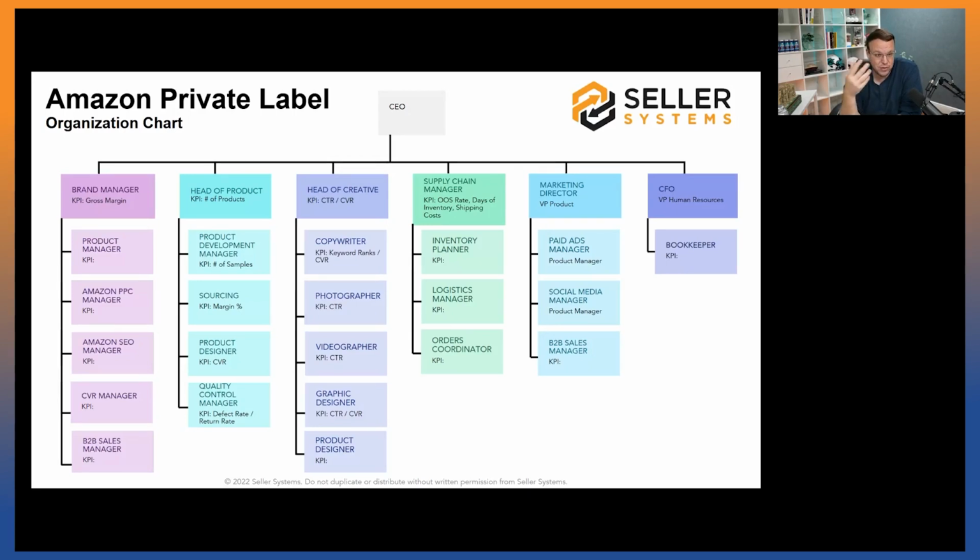And so you need sales, right? We call it sales, but it's basically marketing or brand management. So you have the product manager and your Amazon PPC manager. And so your Amazon SEO manager, the PPC guy is going to turn on the ads. And maybe that's the same person, maybe it's two different people, right?